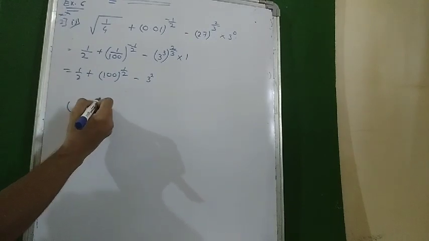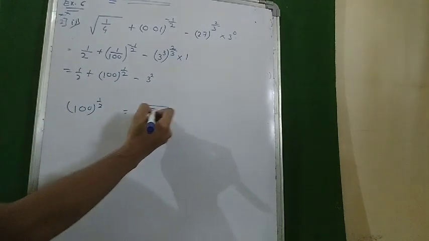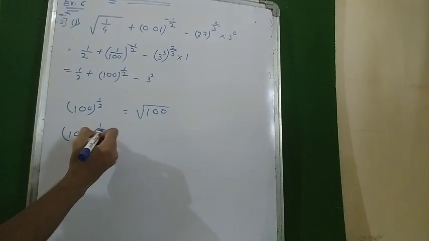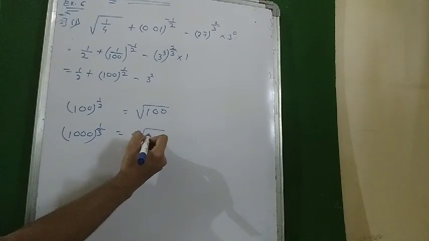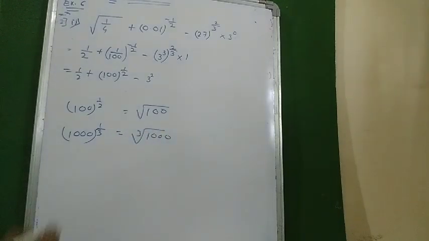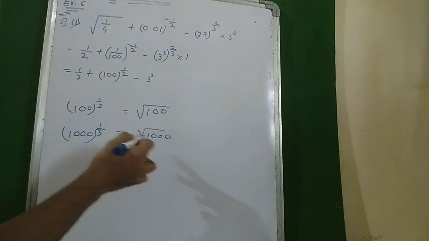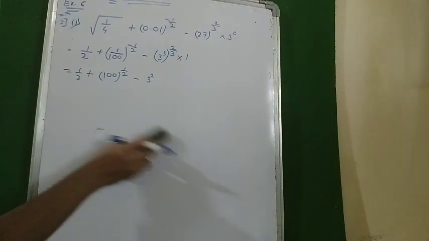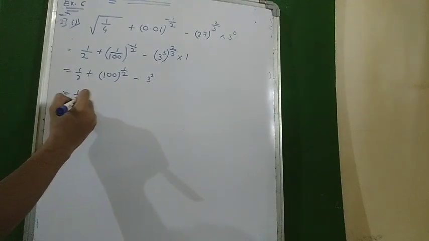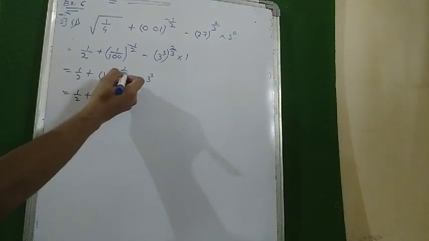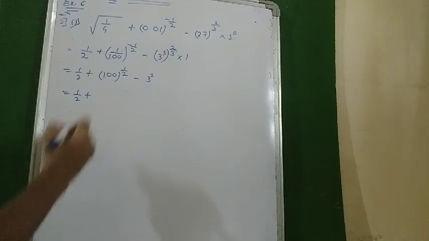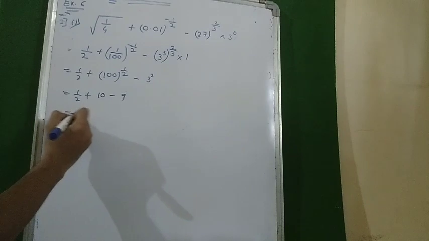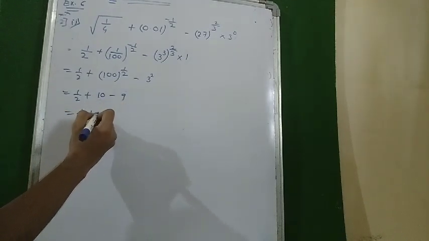100 raised to 1 upon 2 is nothing but square root of 100. 1000 raised to 1 upon 3 is nothing but cube root of 1000. Okay, so 1 upon 2 is the square root, 1 upon 3 is the cube root, and 1 upon 4th is the fourth root, and so on. So I can say that 1 upon 2 as it is, 100 raised to 1 upon 2. 1 upon 2 means square root, and what is the square root of 100? It is 10. Minus 3 square is 9. So we have 1 upon 2 plus 10 minus 9, it is 1.